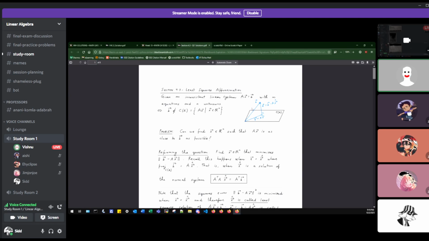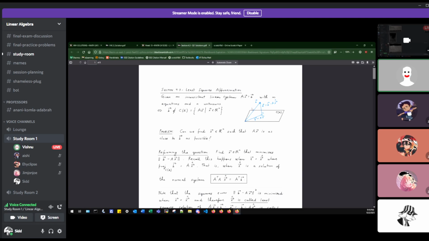So this is called the normal system of equations. It's A transpose A times x hat equals A transpose b, which is what we did in the last section. It's called the least squares solution because you're minimizing the error of this thing squared. So that's just the etymology of the least squares solution.